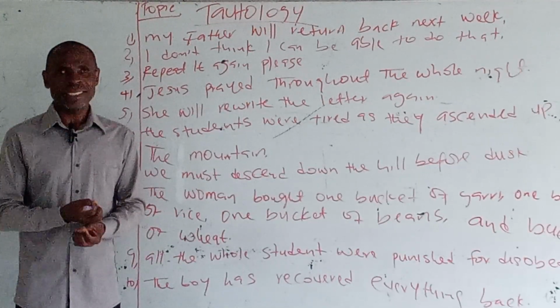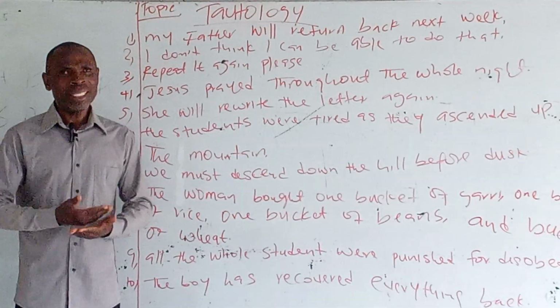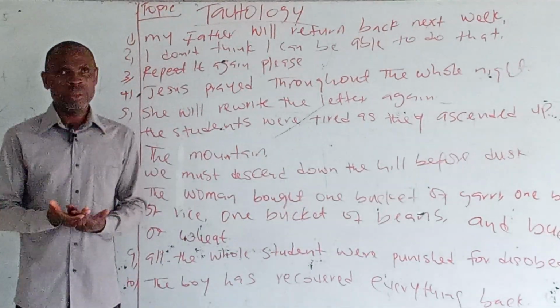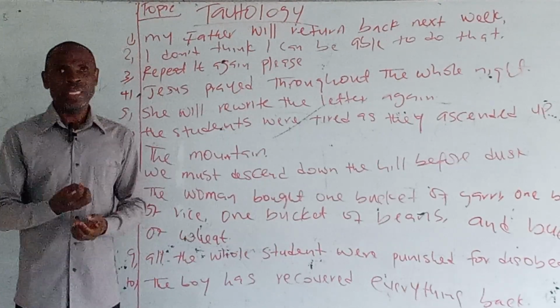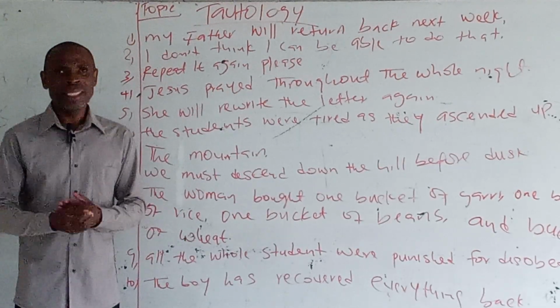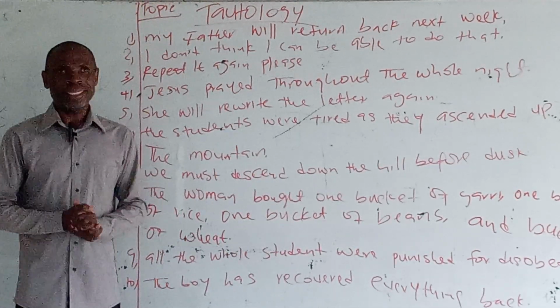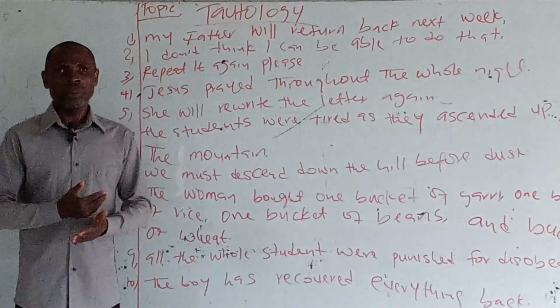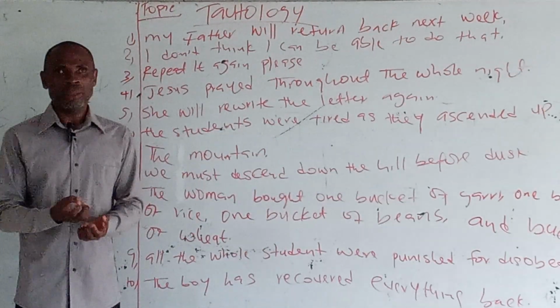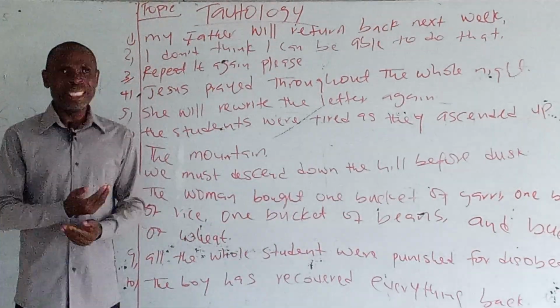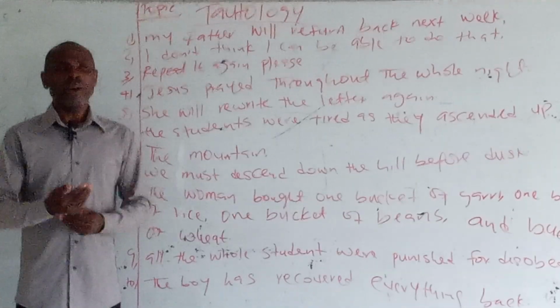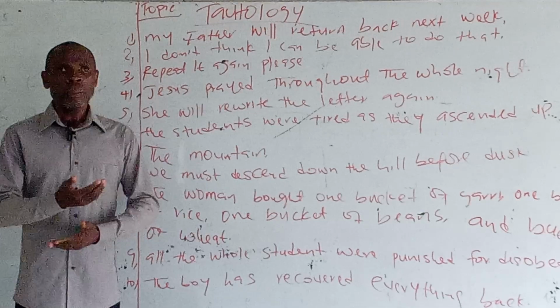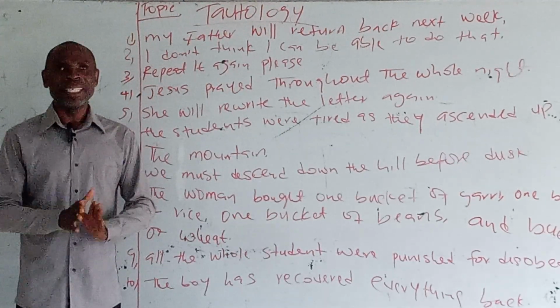Jesus prayed throughout the whole night. What is wrong with this sentence? Throughout is the same thing as the whole. So it is tautological to say Jesus prayed throughout the whole night. This sentence could better be written as follows. Jesus prayed throughout the night, or Jesus prayed the whole of the night.